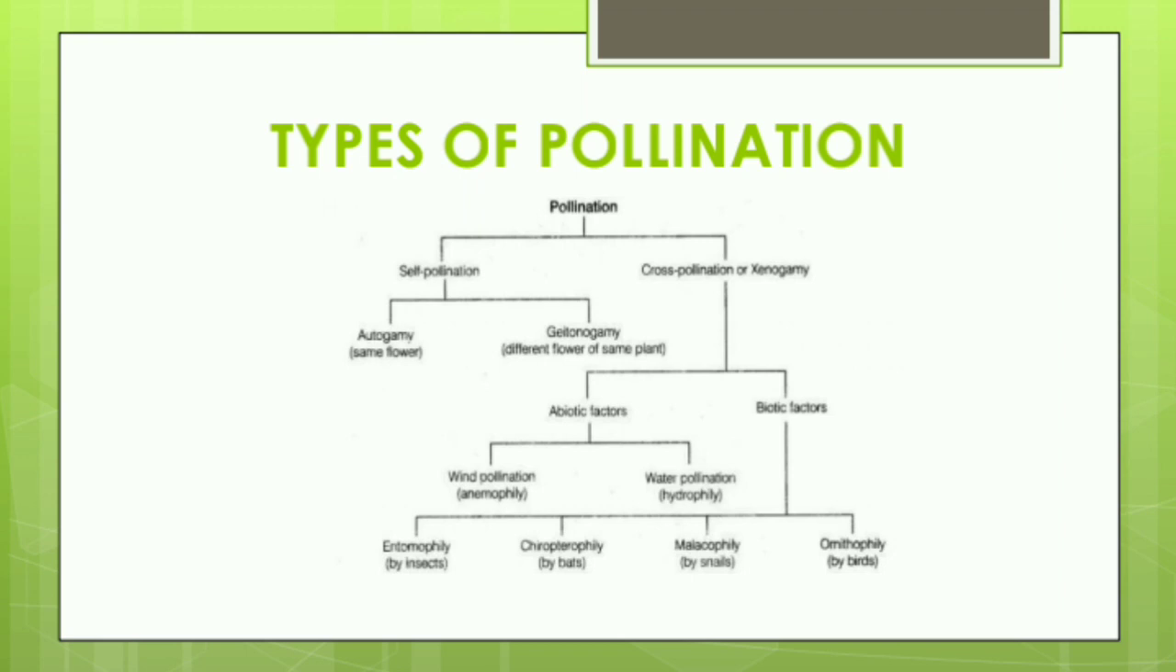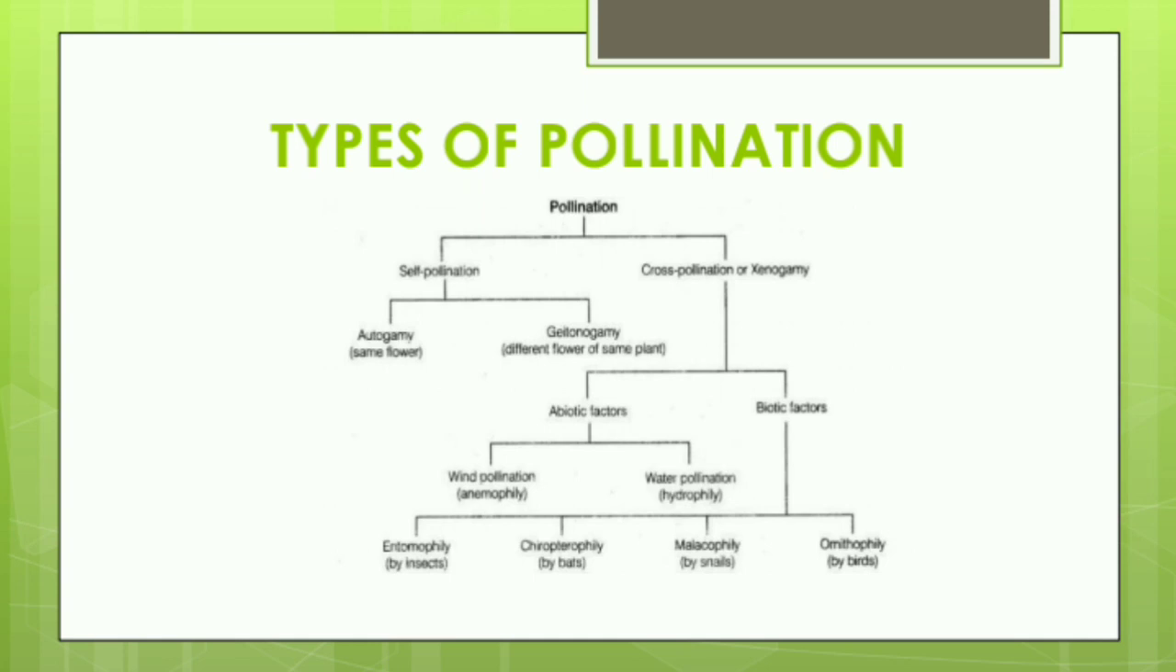In case of geitonogamy, transfer of pollen grain from the anther to the stigma of another flower of the same plant occurs. Although geitonogamy is functionally cross-pollination involving a pollinating agent, genetically it is similar to autogamy. Why? Because pollen grains are coming from the same plant.